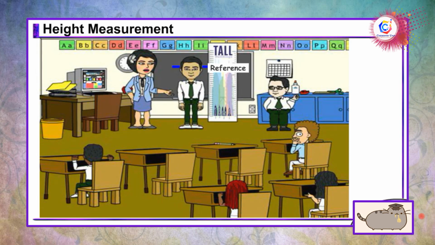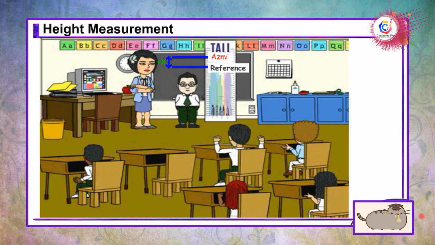Then she asks Azmi to come up to the board and mark his height with a line labeled with his name. The difference in Azmi's height from the reference is calculated and it is marked as positive X units. After that, she asks Bunsin to mark his height on the board with a line labeled with his name. The difference in Bunsin's height from the reference is calculated and it is marked as negative Y units.